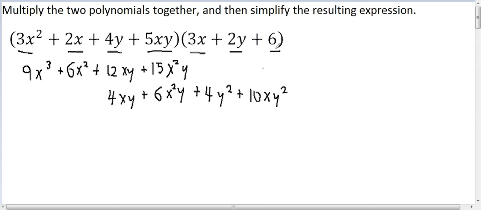And finally, we're going to match the 6 here up with the 4 terms here. So we first get 18x squared. We got x squared here, so let me write 18x squared here. Then we get 12x. We haven't seen that yet. And 24y. And lastly, we get 6 times 5xy, so 30xy.